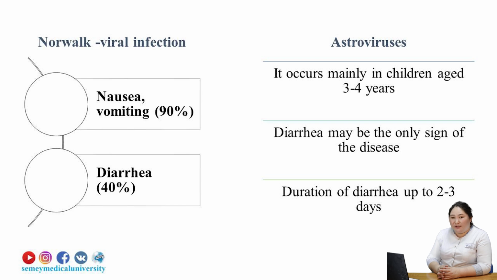The clinical manifestations of them, of course, are the same: all of them present with dyspeptic syndrome plus intoxication syndrome. With noroviruses, mostly in 19%, the main sign will be nausea, then vomiting, only in 40% of children, characterized by watery stool. Astroviruses mostly can damage children aged 3-4 years, and diarrhea can be the only sign of disease, and the diarrhea mostly lasts 2-3 days.